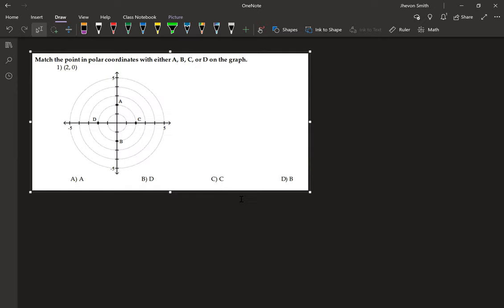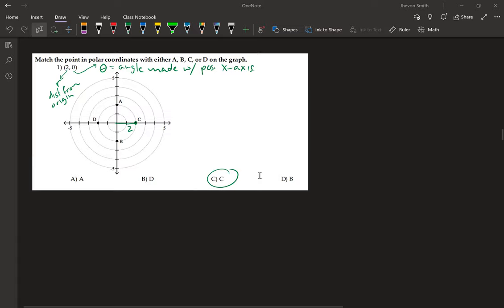I'll give you guys 10 more seconds here. Okay, time, we're calling it. 91% believes the answer is C. So remember how polar coordinates work? The first coordinate here is R. That's your distance from origin. And the second coordinate is theta, angle made with positive x-axis. So the angle made is 0, which means you're on the positive x-axis, and you are 2 units away from the origin. So that is C.